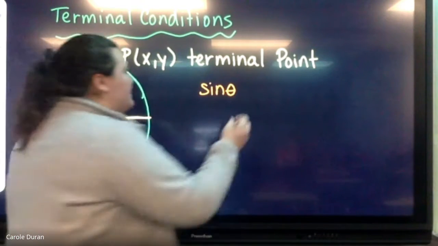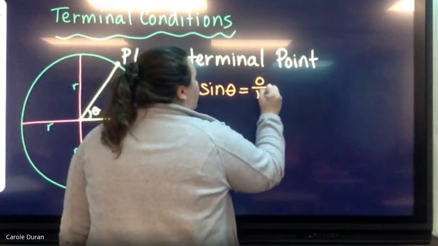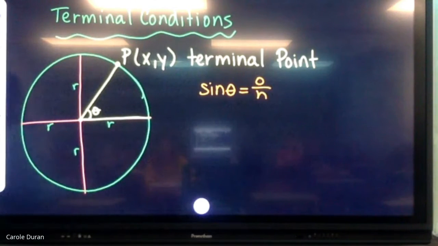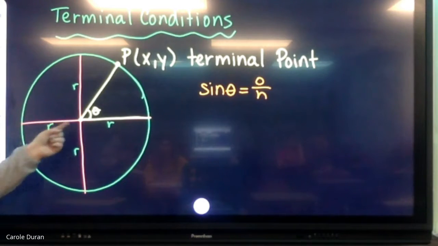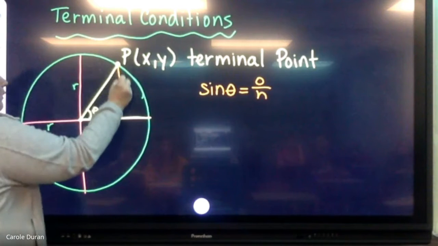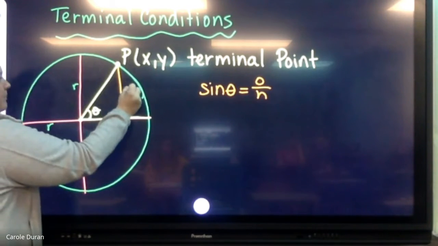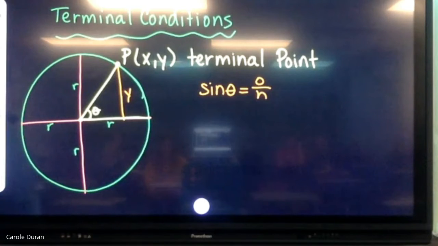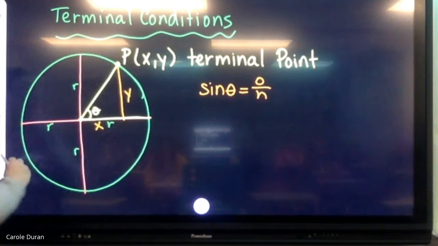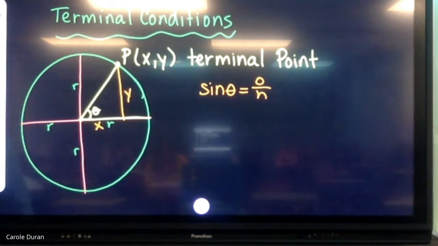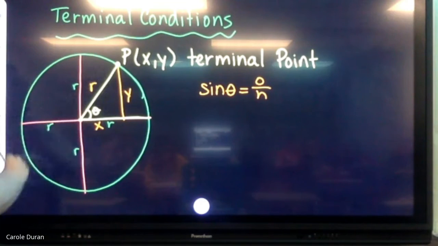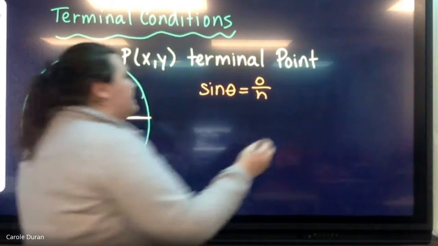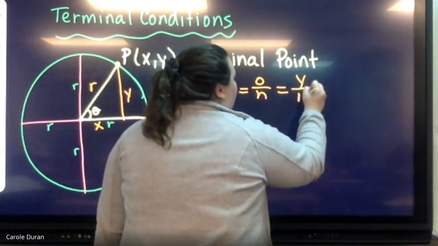So sine previously to us was equal to opposite over hypotenuse. Now, that is not true because I don't have an opposite and I don't have a hypotenuse. But from this angle theta, if I'm thinking about this point, my opposite side could be interpreted as my y, or vertical distance from the origin. My adjacent side then could be my x, which is the horizontal distance from my origin. And then the hypotenuse would be my radius. So now instead of opposite over hypotenuse, sine is equal to my y coordinate over the radius of my circle.